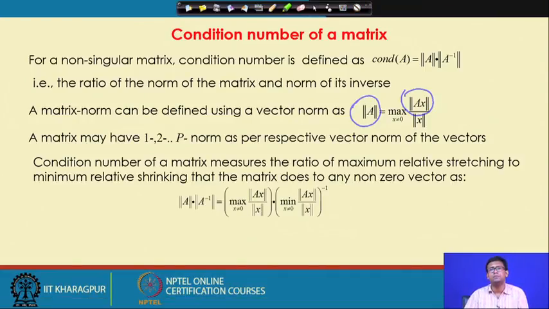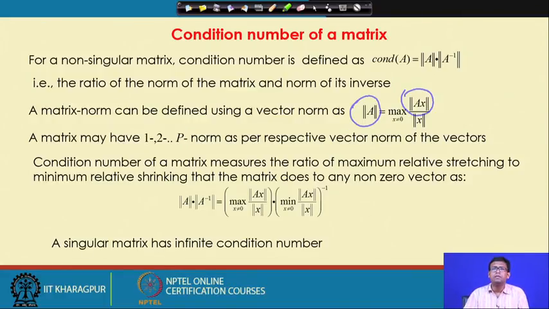The condition number of a matrix measures the ratio of maximum relative stretching, which is the norm of A, to the minimum relative shrinking that the matrix does to any non-zero vector. So, the matrix norm of A times the matrix norm of A inverse is the maximum of Ax by x, which is the maximum stretching of the vector x by this matrix, times 1 by the minimum of Ax by x, that is, the minimum stretching possible, or relative shrinking, using that particular matrix.